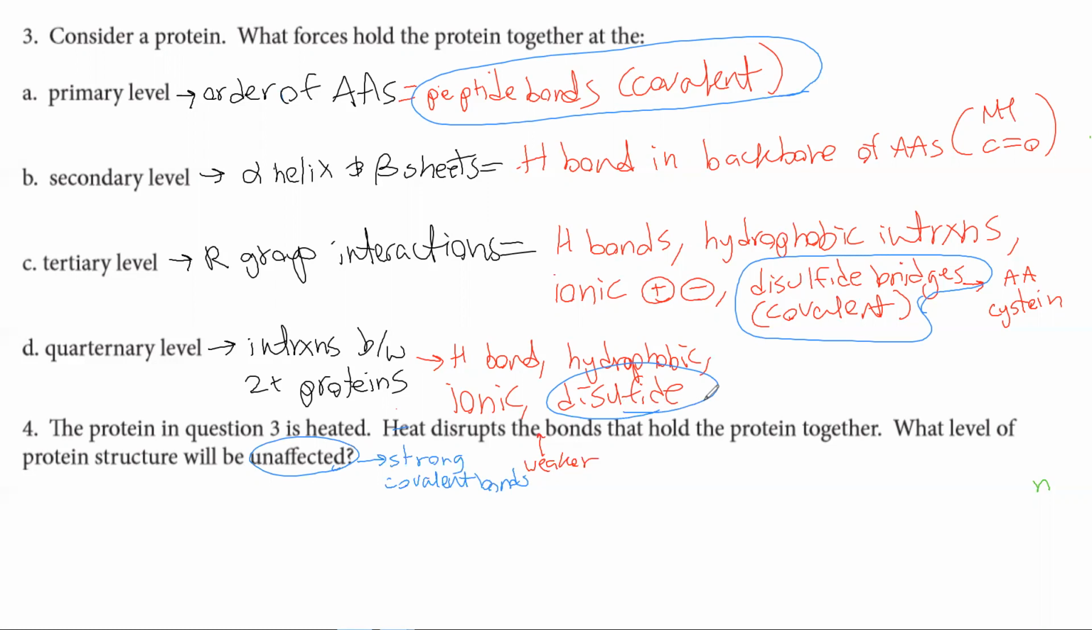So which level would be completely unaffected? That would just be the primary level, right? The primary level only has these strong covalent bonds. So this would be completely unaffected.